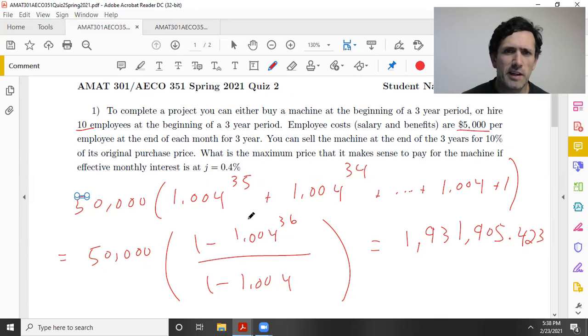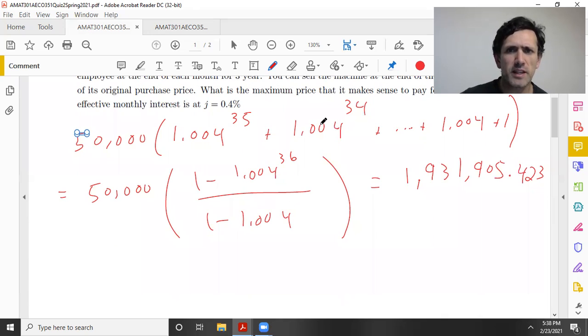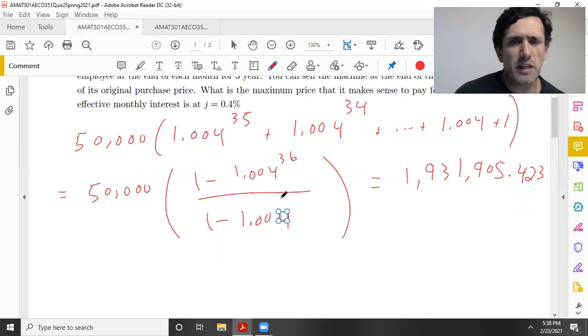I should mention quite a few people had suspiciously the same answer, but a lot of people did the same error of not time valuing the employee costs, and they time valued the machine costs. But you have to time value things. That is literally the point of this course, that everything has to be time valued, because otherwise it's just not realistic.